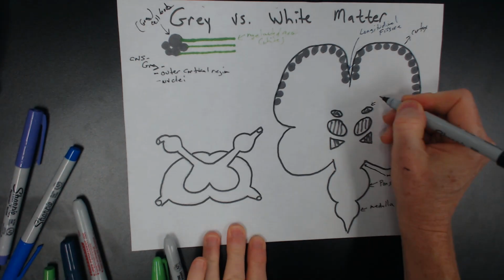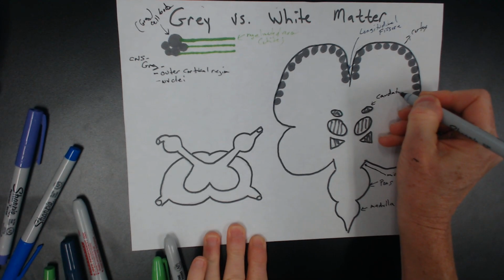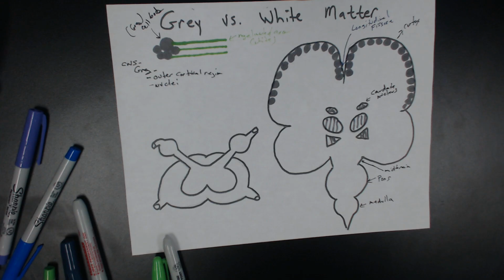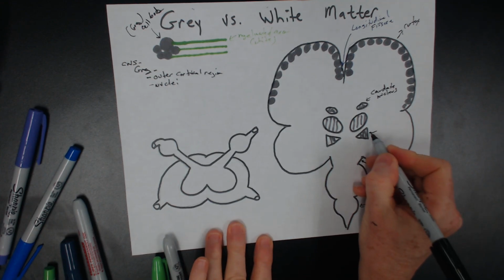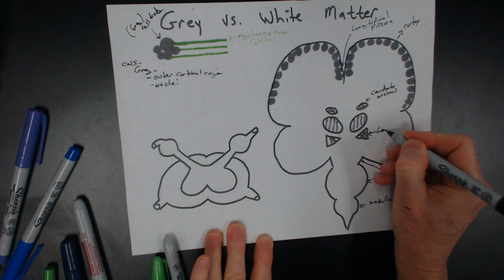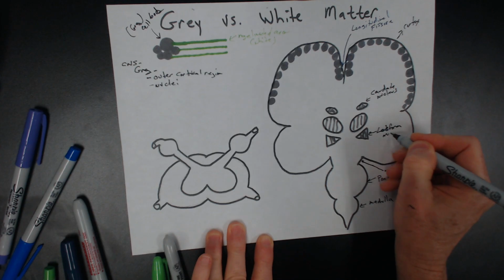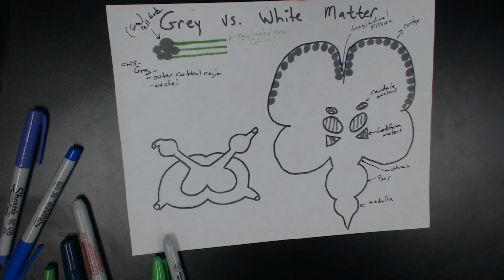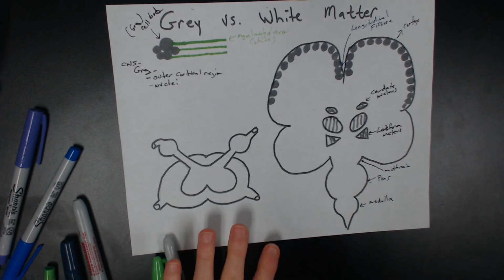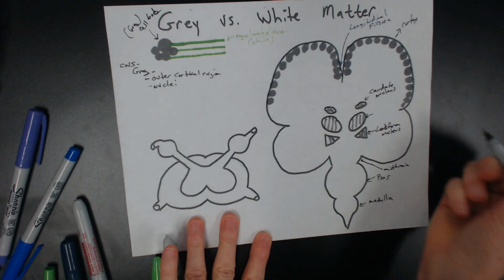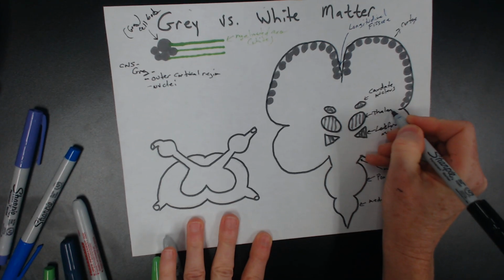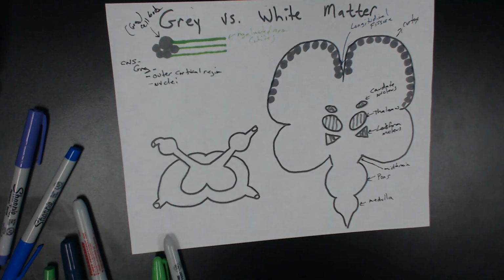This is a caudate, C-A-U-D-A-T-E, nucleus, important part of the basal ganglia. This is something known collectively as the lentiform, L-E-N-T-I-F-O-R-M, nucleus. Again, another part of the basal ganglia we're going to talk about later in the semester. And something that's really important for sensory processing, involved in all sensory processing except olfaction, is going to be known as your thalamus. Okay?